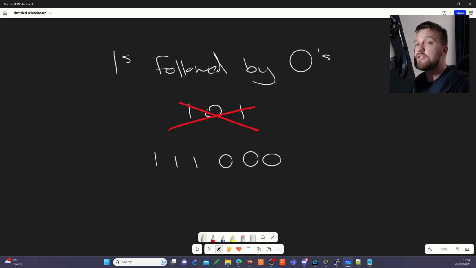And it works across the full 32 bits. It's not like you'll have 8 bits that look like this, and then the next 8 bits will go 1, 0, 0. That breaks the rule. That creates a combination of 1s and 0s, which is not allowed. The subnet mask will be a string of 1s followed by a string of 0s.